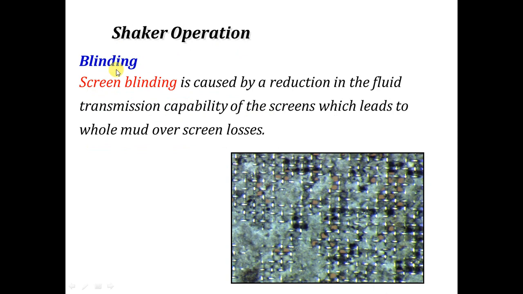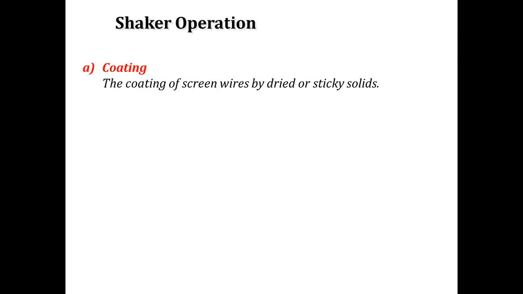Some shaker operation: sometimes there is blinding, or screen blind, which may happen to the screens. What is the screen blind? It's caused by a reduction in the fluid transmission capability of the screens, which leads to whole mud loss over the screen. As you see here, this is the blinding. How does the blinding happen? Maybe cement, maybe a lot of solids, maybe due to a lot of problems.